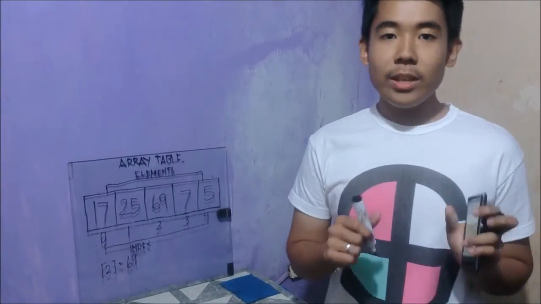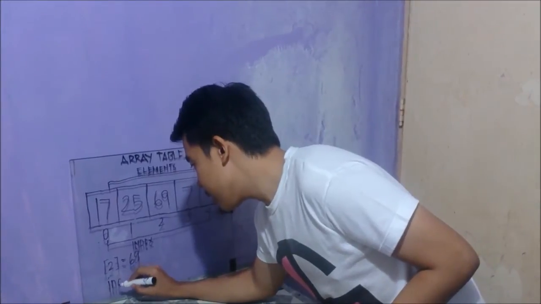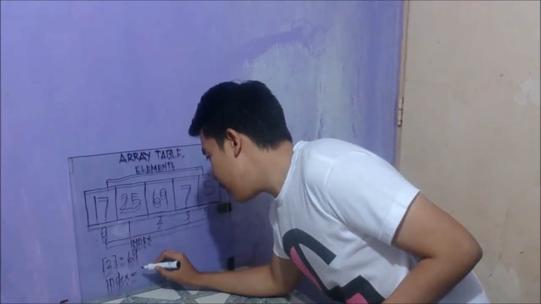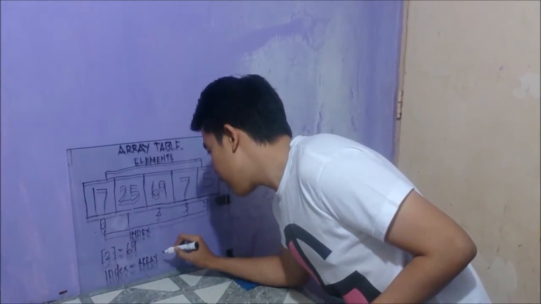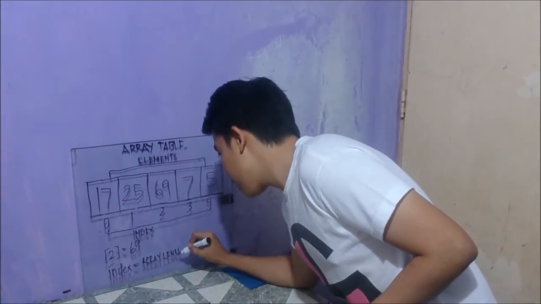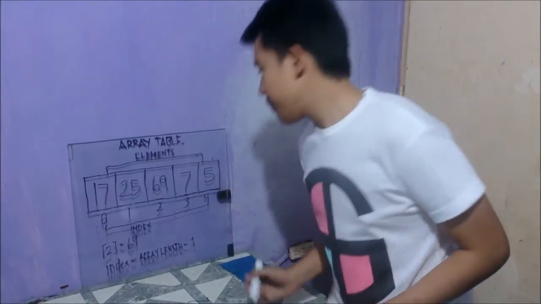For you to easily understand, you can use the formula: index is equals to array length minus 1. And that's it.